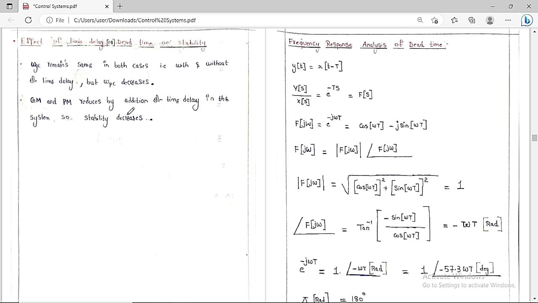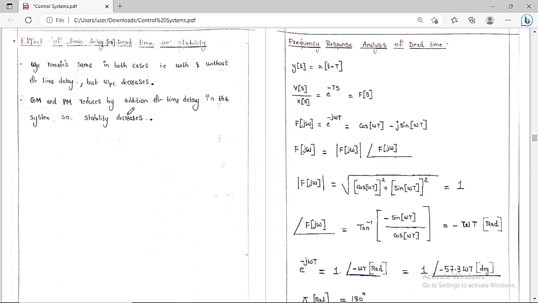It means even though the input is non-zero, the output is still equal to 0 for a small amount of time. That is called the time delay or the dead time. Listen carefully: when the input is not equal to 0, still the output is equal to 0 for a small amount of time. That is called the time delay or the dead time.